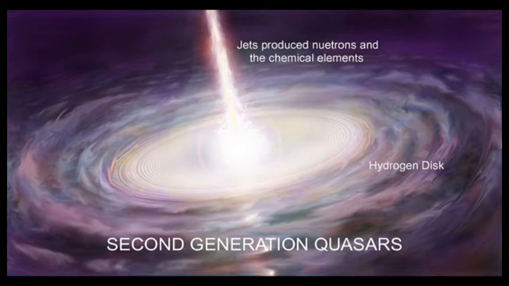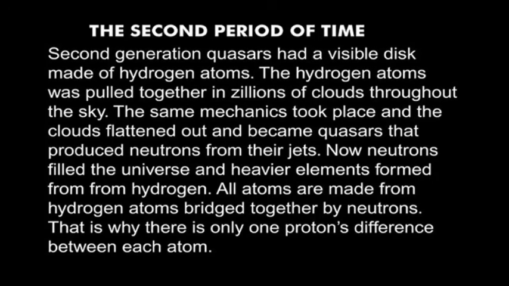Now this is an illustration of a second generation quasar with a visible disk, and you can see the hydrogen gas being drawn in by gravity, and it flattened out and spun at tremendous speeds at the center, and that produced neutrons. So the reason that hydrogen doesn't have any neutrons is because the neutrons had to form first.